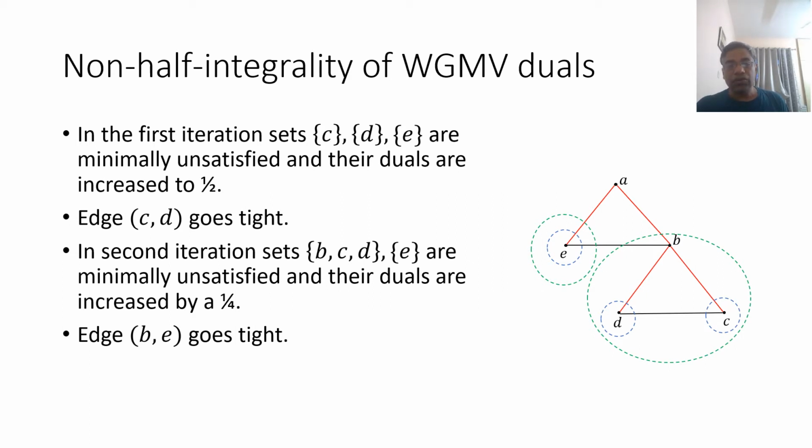But now I want you to think about what the dual variables are. So C had a value of half, D had a value of half. The dual variable corresponding to the set BCD had a value of a quarter, and the dual variable corresponding to the set E had a value of 3/4. So clearly this is not a half-integral solution.